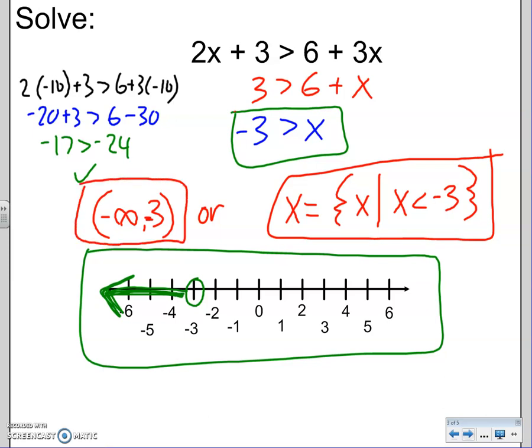So any of these 3 things circled in the box in red are all the same thing. There are 3 different ways to write that answer.